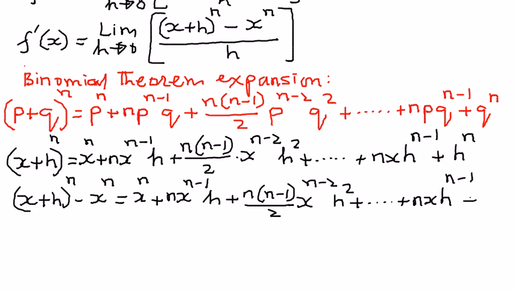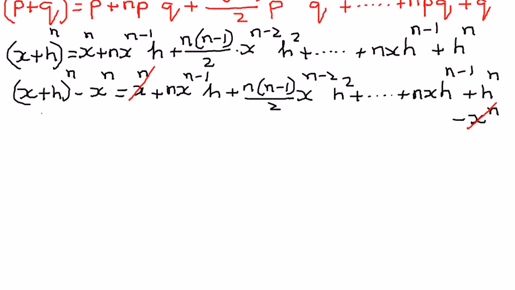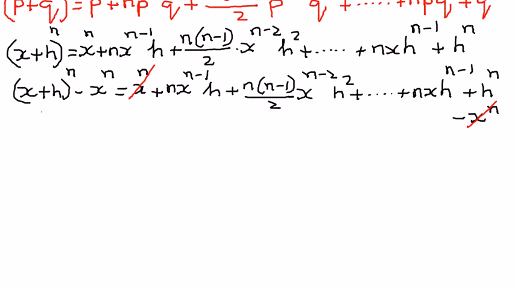plus h to the power of n minus x to the power of n, and this is that minus x to the power of n which is in the beginning of this equation here. So as we can see here, x to the power of n and then negative x to the power of n cancels out, leaving us with the rest of the equation in here.